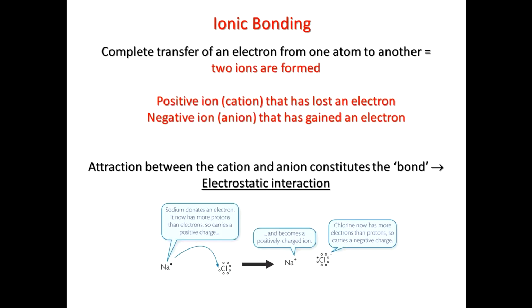So as I said, ionic bonding is the complete transfer of an electron from one atom to another. So of course you'd form a positive ion, which we call a cation, and a negative ion, which we call an anion, because of course the cation has lost an electron, the anion has gained an electron. And the attraction between the cation and the anion constitutes the bond, which is the electrostatic interaction.